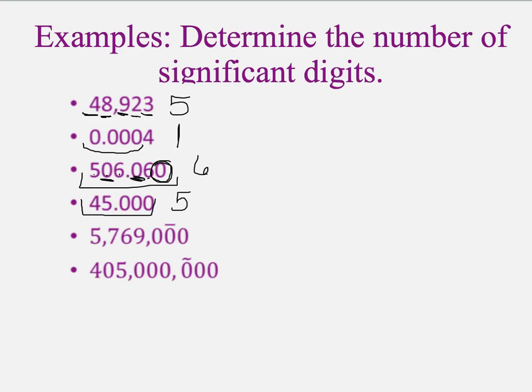And then there's no decimal at the end of this number, but there is this bar above the 0, so I know that that is going to be my last significant digit. 1, 2, 3, 4, 5, 6. And then similar here with the little squiggly above that 0, I know that's going to be my last significant digit, so 1, 2, 3, 4, 5, 6, 7.